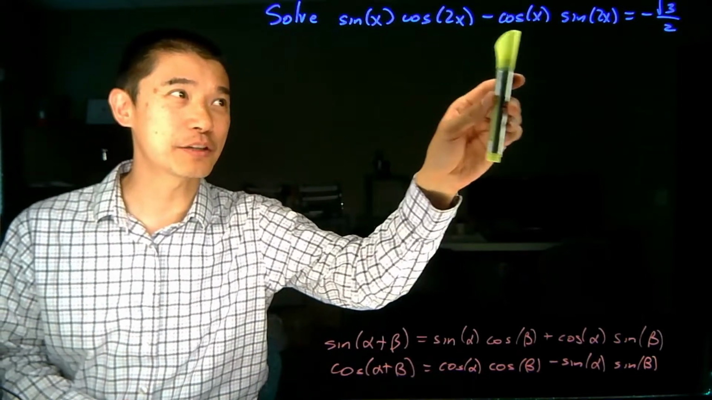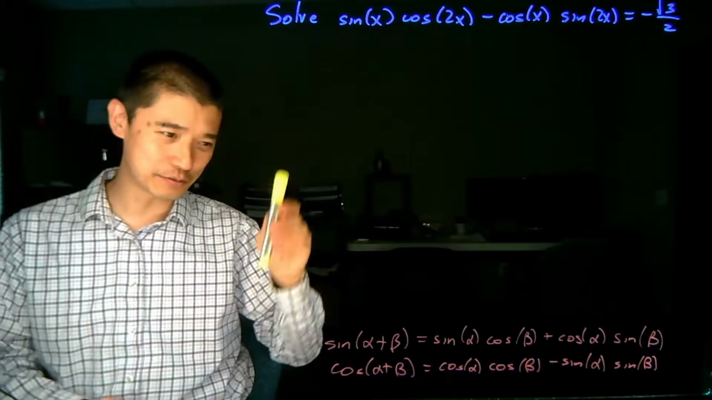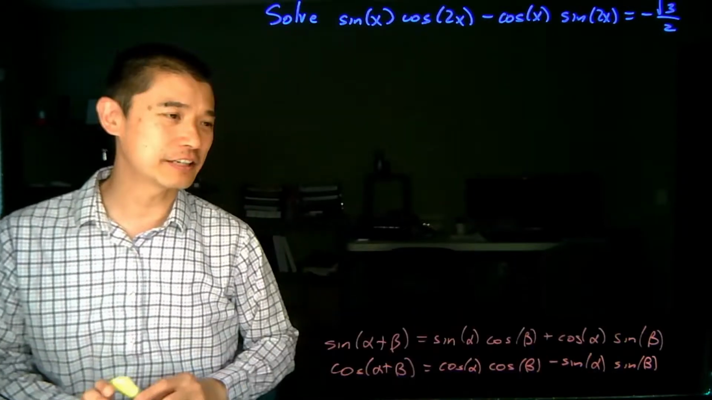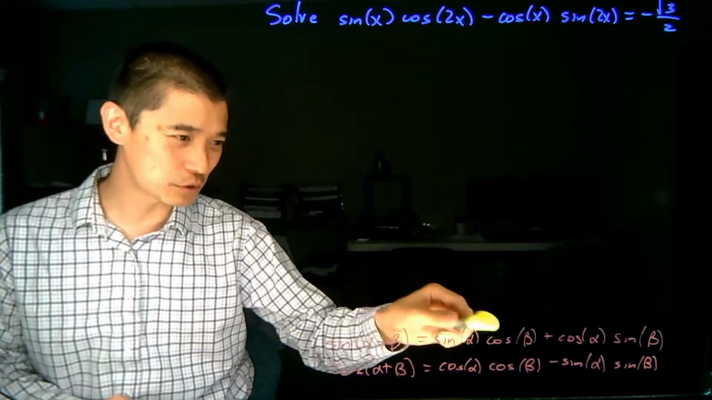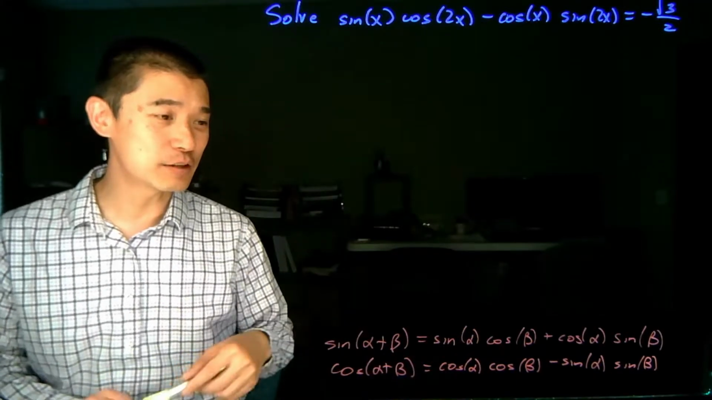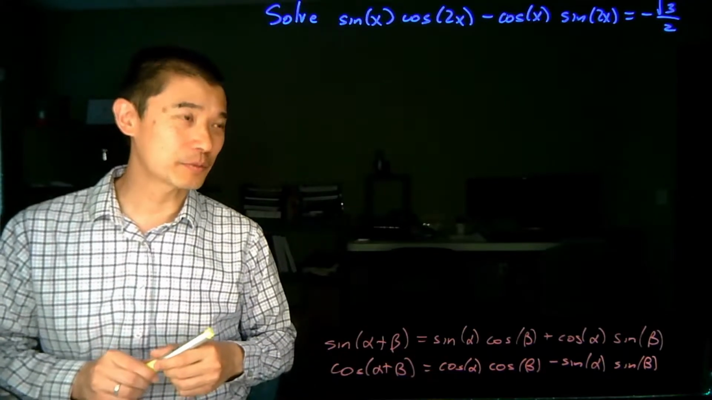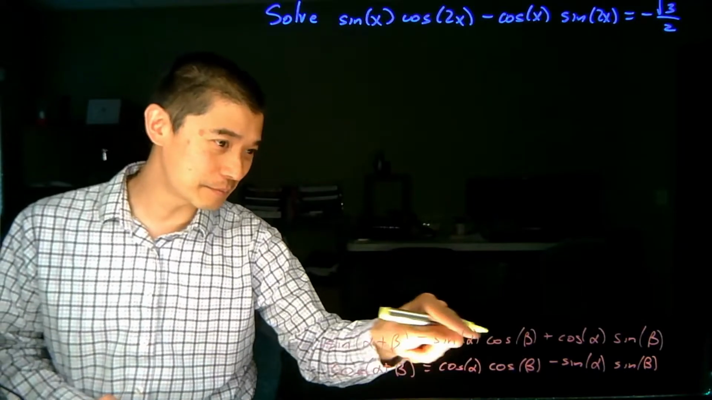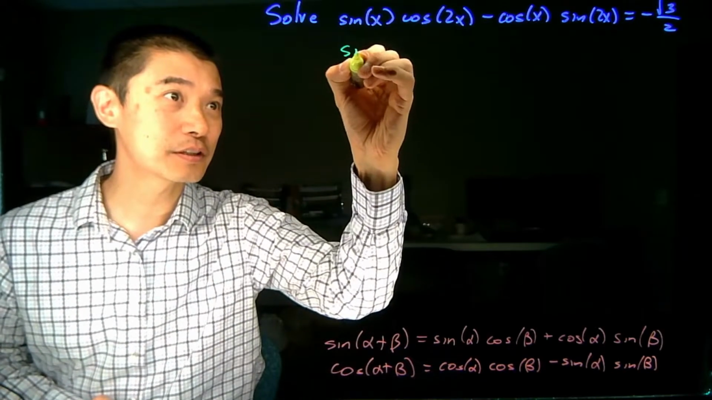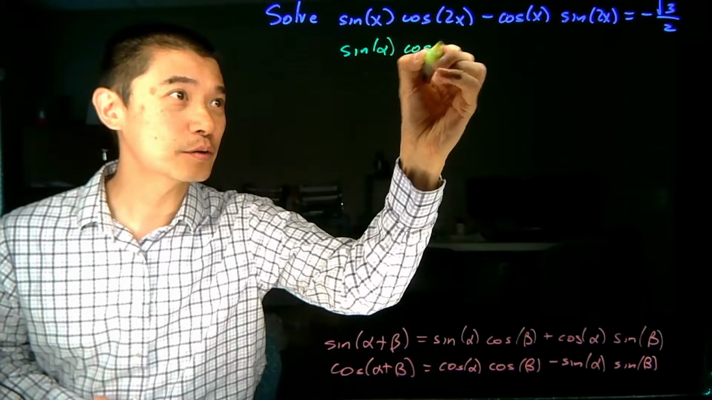Sine cosine minus cosine sine. And so you have to either remember the formulas, or I've got them written out here. Which formula does it match with? And then what are the values of alpha and beta? So I'm going to write underneath it, we have a combination of sine and cosine. So we'll do sine alpha cosine beta.